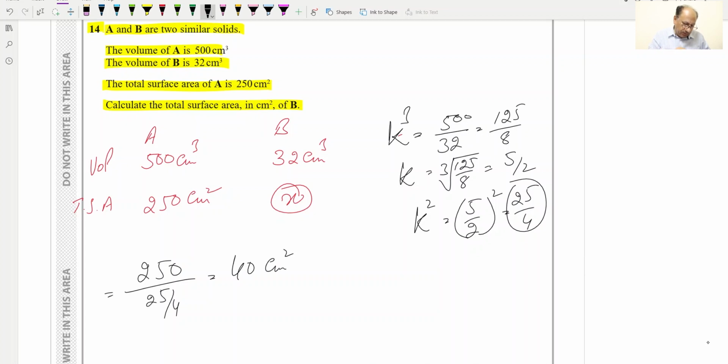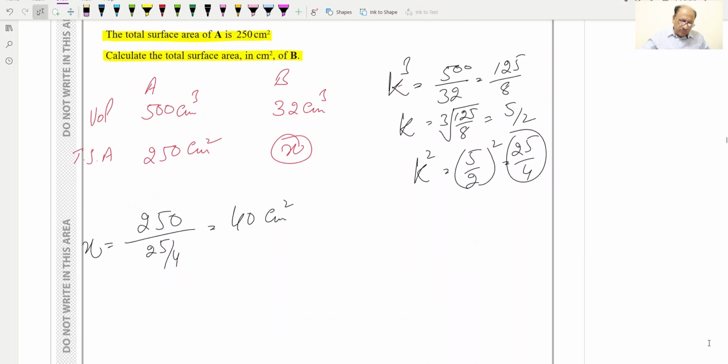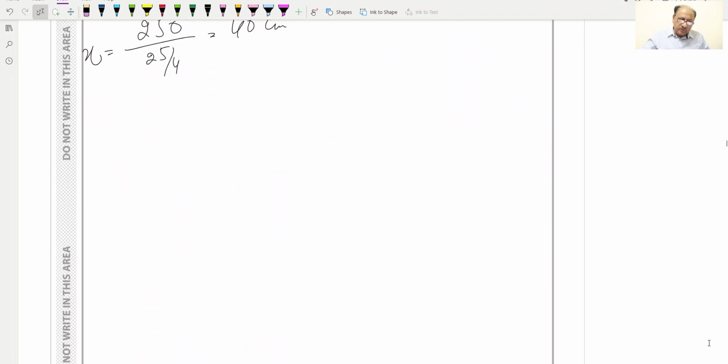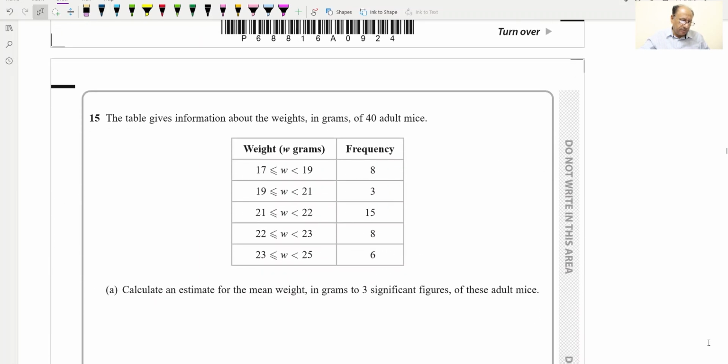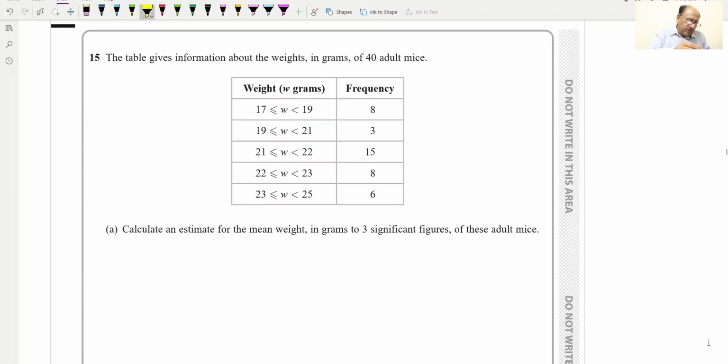This will be our x value, and the x is basically the total surface area, so 40 centimeter square will be our answer, and this is a 3-mark question which we are done. Now question number 15. The table gives information about the weights in grams of 40 adult mice. Calculate an estimate of the mean weight in grams. Your answer should be to 3 significant figures.